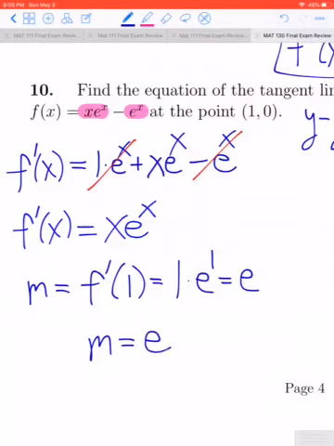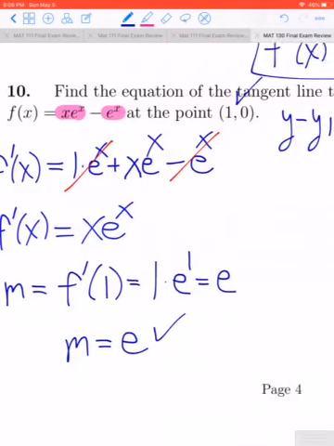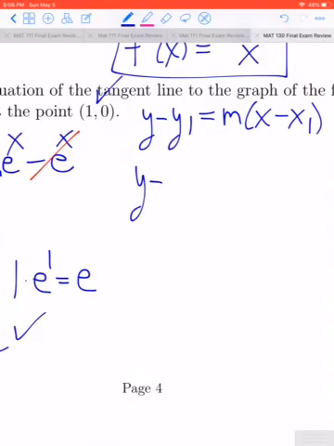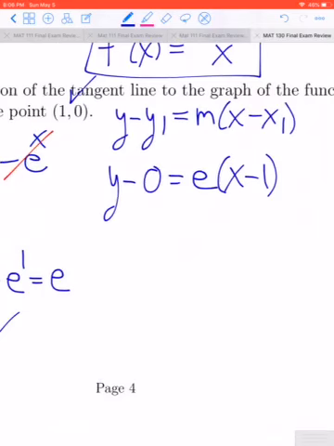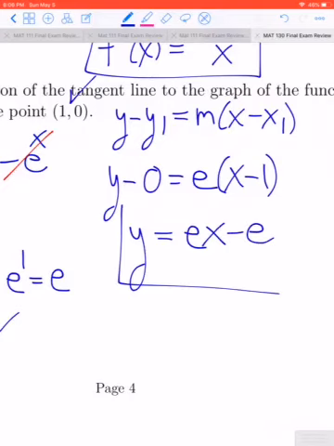Now that we know our slope and we have our point, all we have to do is plug them into the point-slope formula. It's going to be y minus the y-coordinate of the point is equal to the slope, which is the number e, times x minus the x-coordinate of the point. Y minus 0 is y, and if we distribute the e through, we get e to the x minus e. So the equation of the tangent line is going to be the line y equals e to the x minus e. It's a straight line whose slope is e and whose y-intercept is negative e.